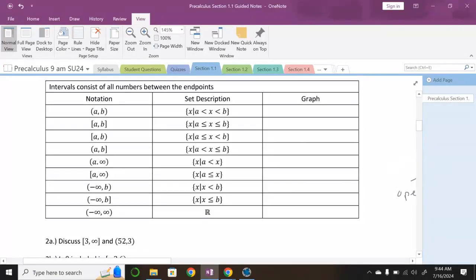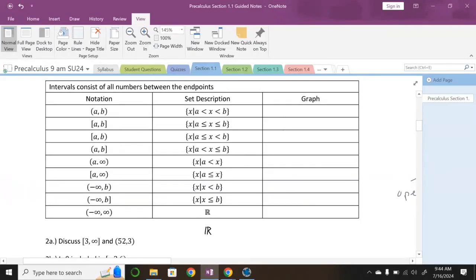And then this is negative infinity to infinity. That's all real numbers. So that's the entire number line. And then this is a bold R that we use to represent the real numbers. Okay, so that's a bold R, and this is the way I usually write that. It's just an R, meant to be bold R, and it represents all real numbers. Okay, any questions on this table?